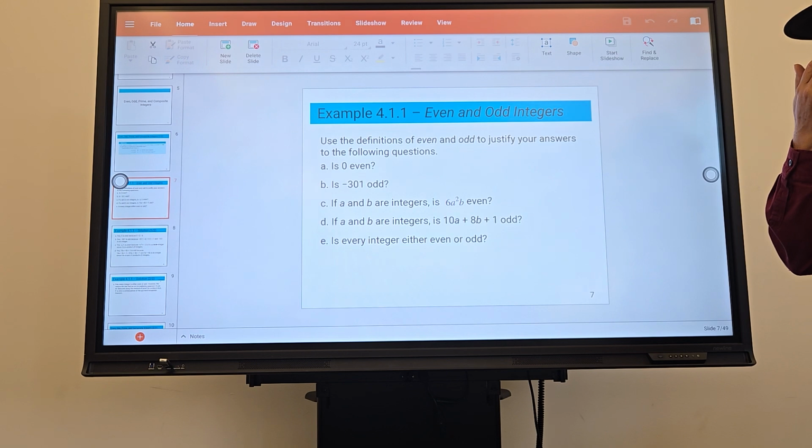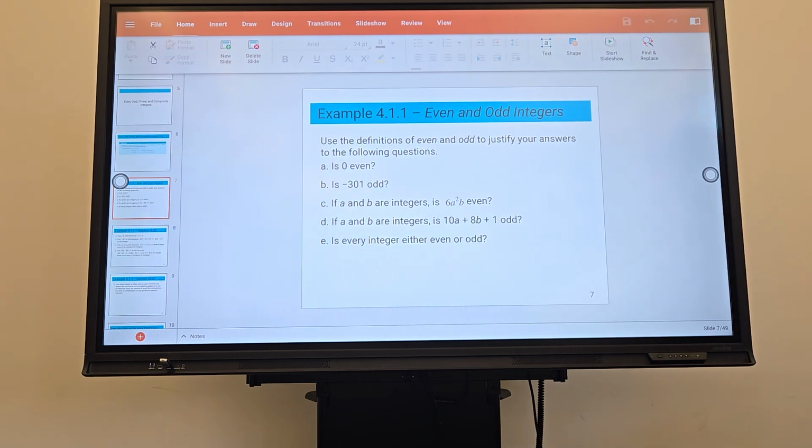Use the definitions of odd and even to justify your answers to the following statements. Is 0 even? Yeah, because 2 times 0 is 0. 2 and 0 are both integers. Is 301 odd? Because for k equals 150, 301 equals 2k plus 1, and 150 is an integer.